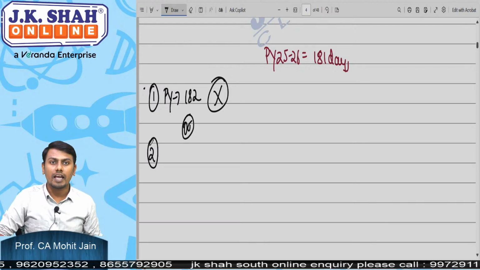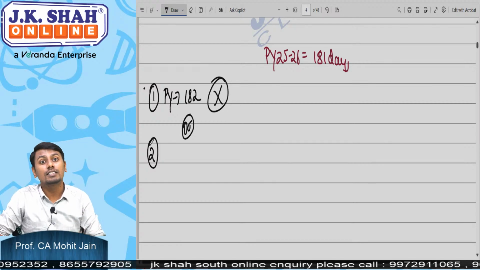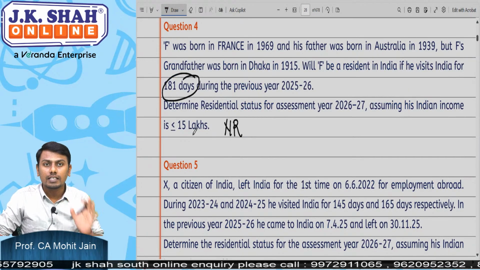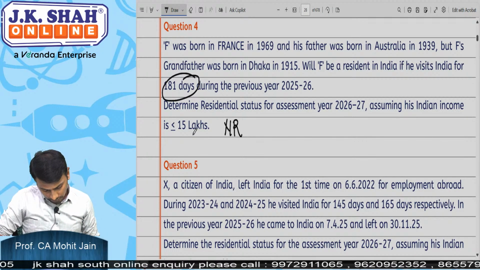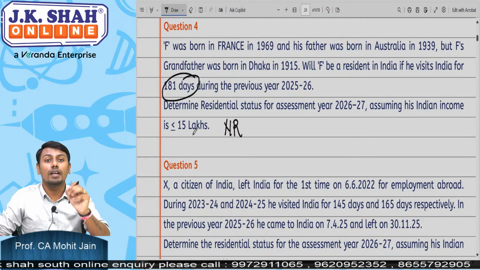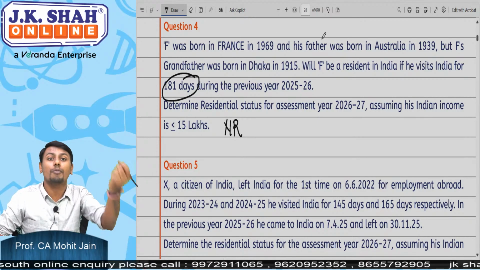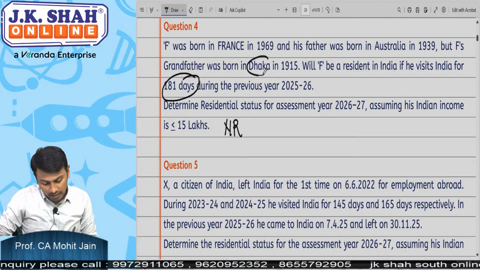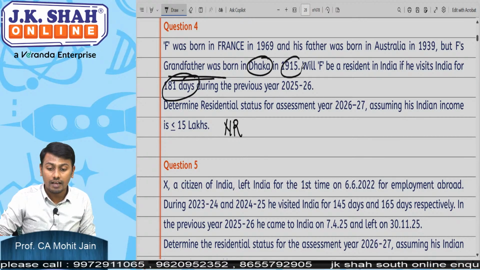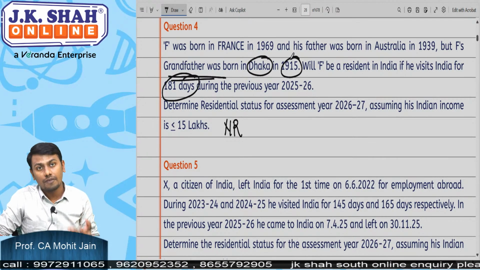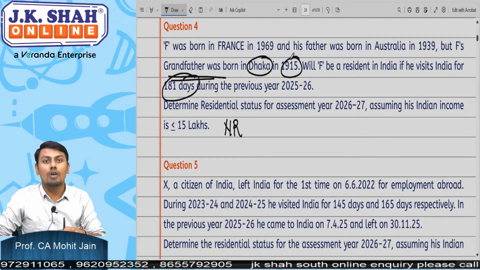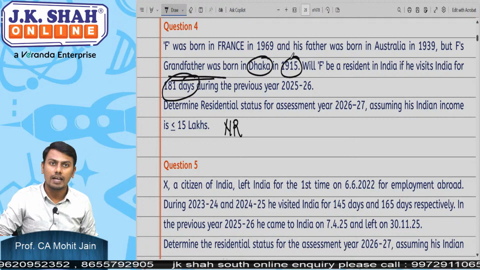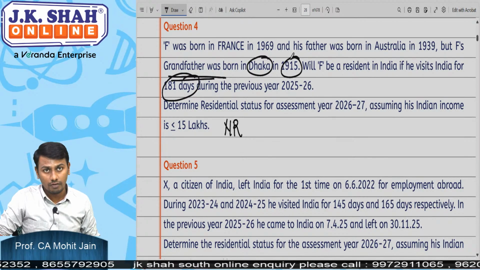Now, before starting basic condition number 2, is he covered by the exception? Is he an Indian citizen or a person of Indian origin? He is a person of Indian origin because of his grandfather. Where was his grandfather born? In Dhaka in 1915. Dhaka was in India then, that is Bangladesh now. So F's grandfather was born in undivided India, so F is a person of Indian origin.